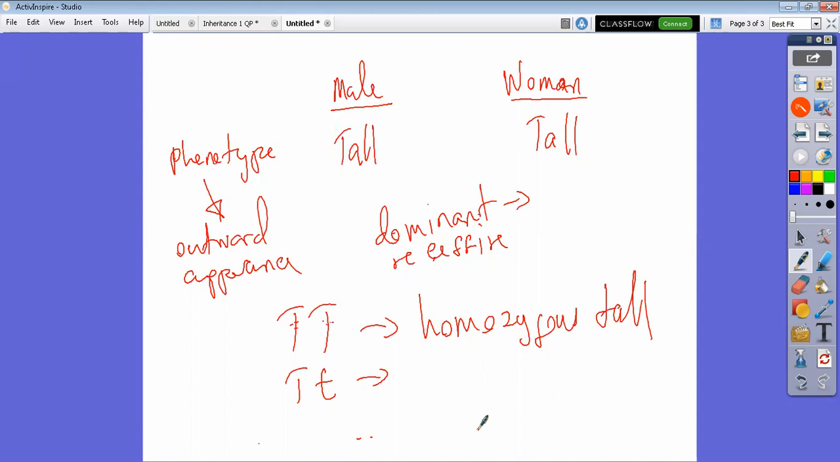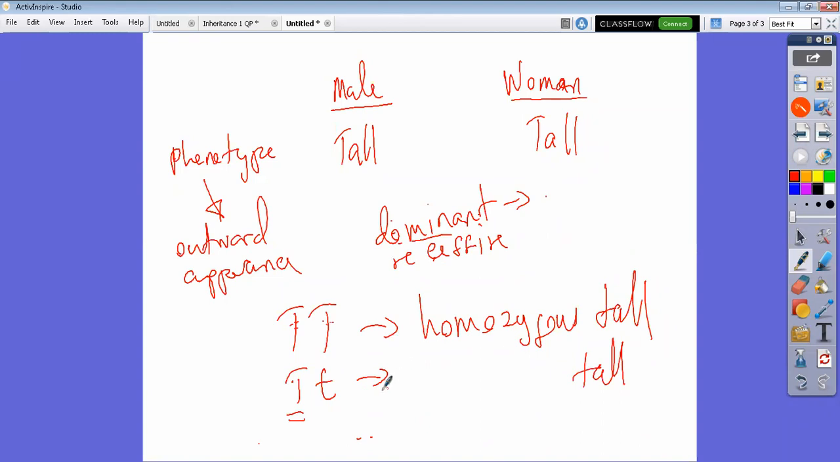Not really more prominent. If something is dominant, it means that it's controlling. What it simply means is that that allele is always expressed in the phenotype. If it's tall, it's always expressed, whether it's homozygous or heterozygous. So because I've got a dominant T here, this person will still be tall. That's why it's dominant.